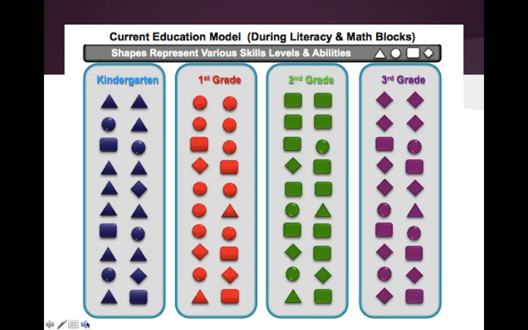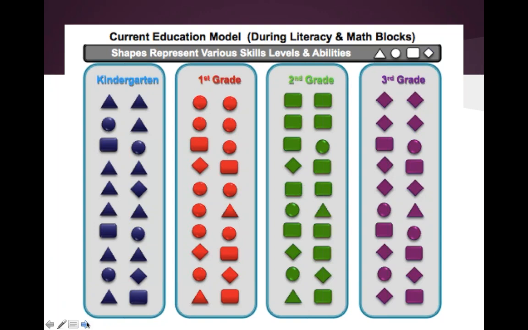This is a great visual to help understand the difference between an Impact Academy classroom and a traditional classroom. What you see on the screen in front of you is a typical classroom experience that all of us experienced and that happens throughout elementary schools across the country. Students are organized by their chronological age, represented by the colors, and the shapes represent the different skills, abilities, and achievement levels that they've attained at that time. So in any classroom, there can be a wide range of students' needs that need to be met.